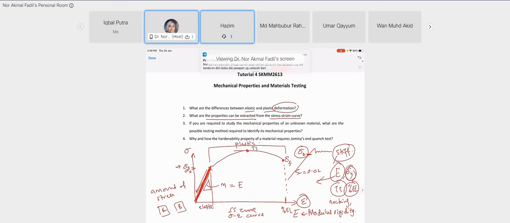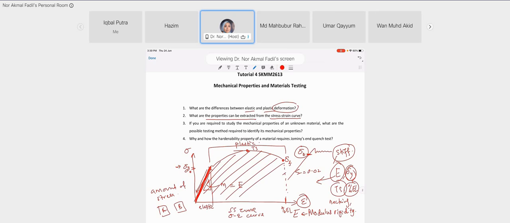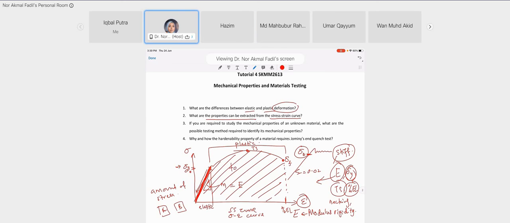Area under the curve, we call it toughness. Toughness is how much energy can be absorbed by the material. And then one more, fracture toughness, fracture strength.